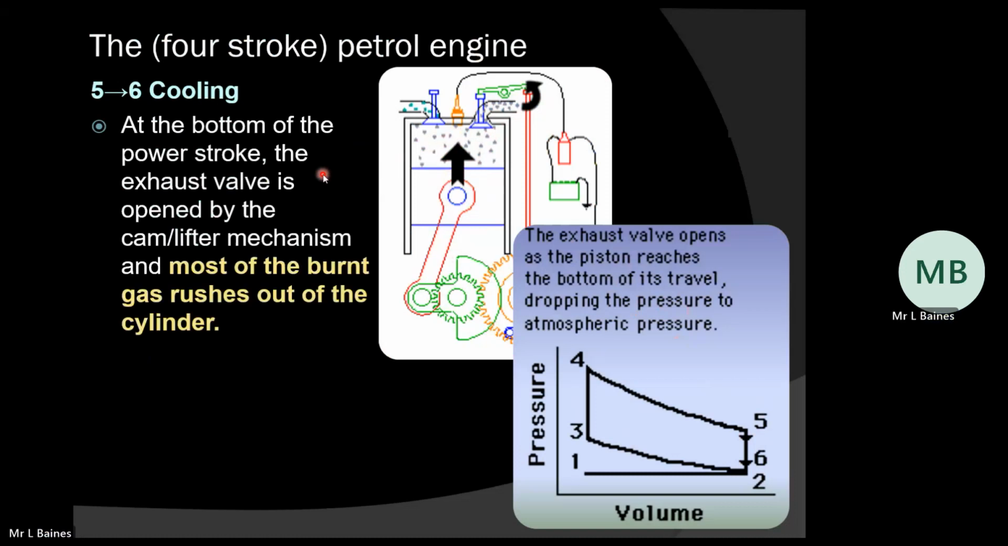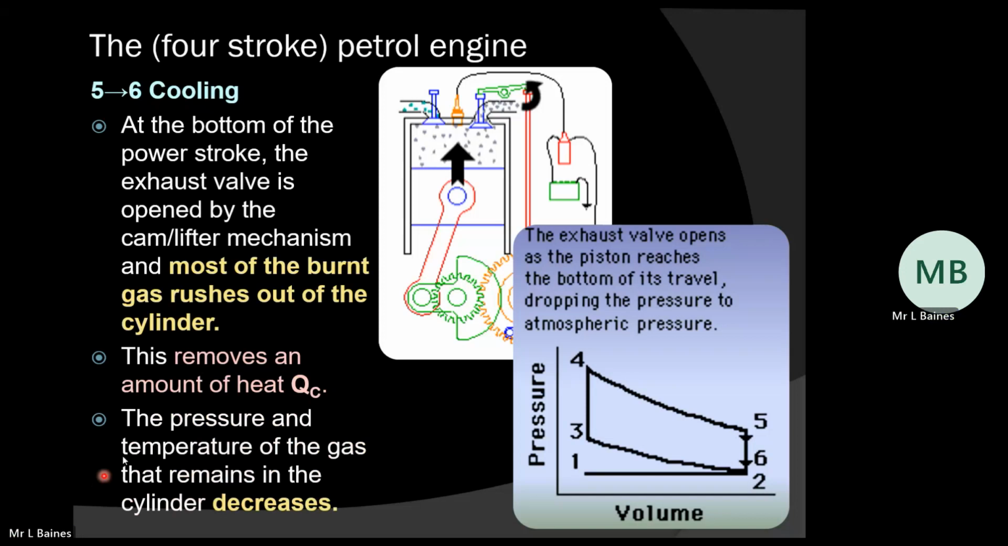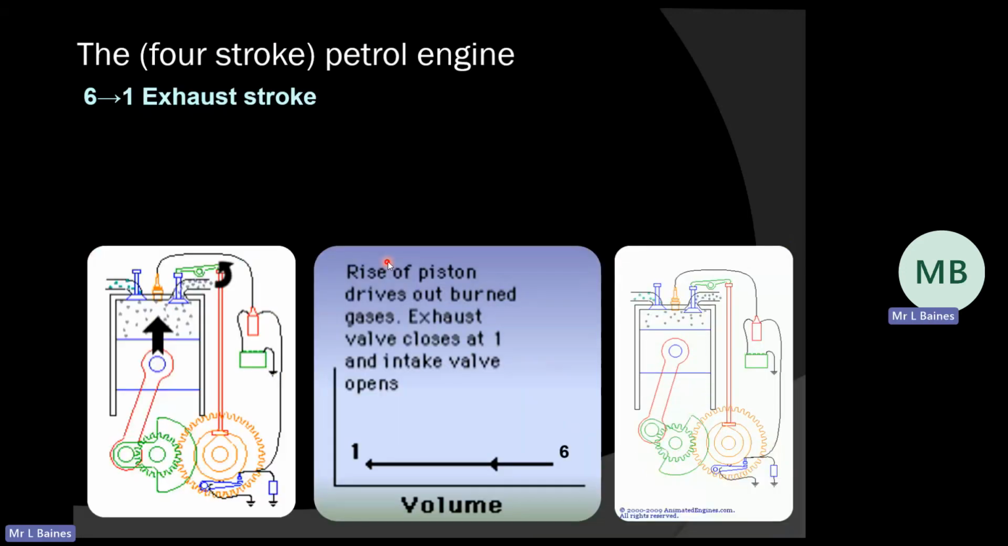So at the bottom of the power stroke, the exhaust valve is open and most of the gas rushes out. That's my dump of energy that is coming out. For my heat engine, that's my low temperature sink, the amount of heat that I'm sending over there. The pressure and temperature decrease because we're releasing that burnt gas, and it's being forced outwards. So that's cooling. And then we've got our exhaust stroke.